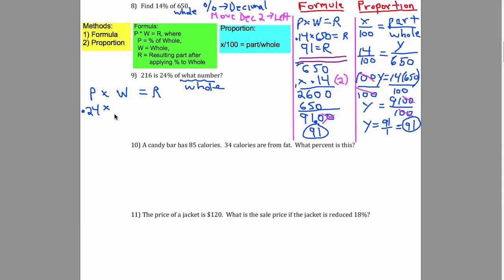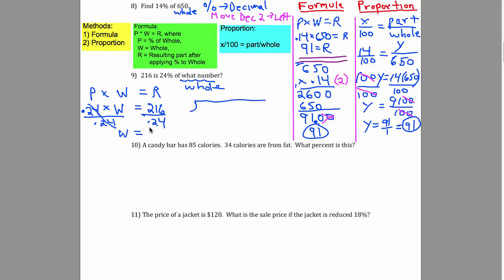The whole we want to find: 24% of what number is the result of 216. So we'll divide both sides by 0.24. And W will equal, well, we need to divide here. Remember, the denominator will go on the outside.